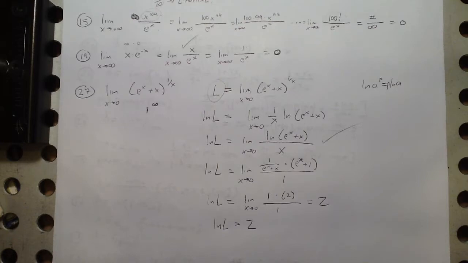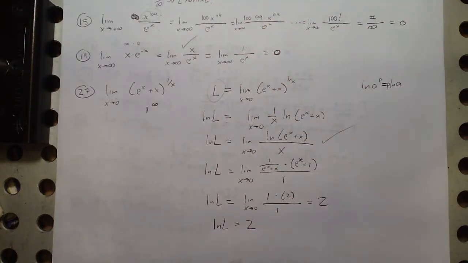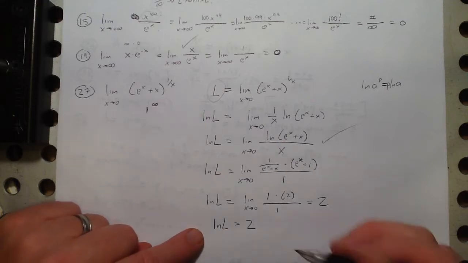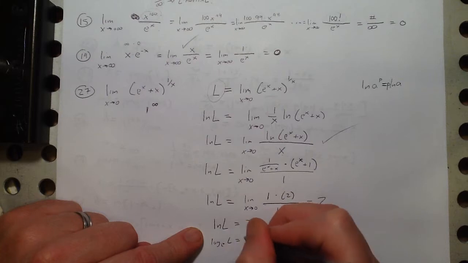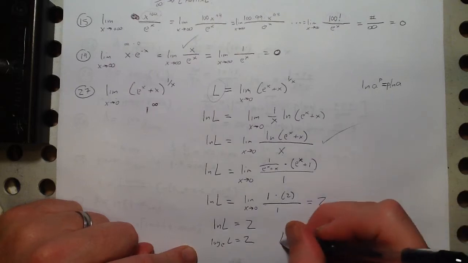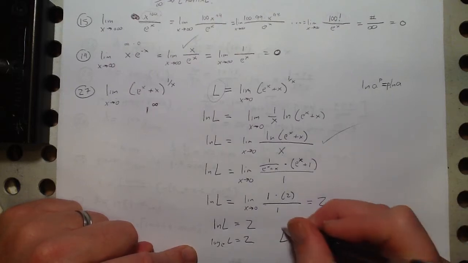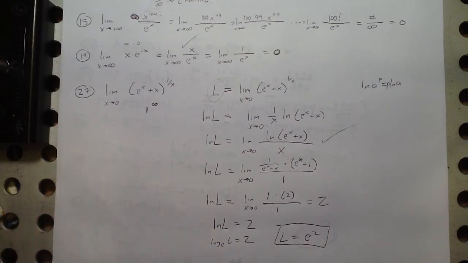The answer that I'm looking for, I actually would like to know what L is equal to, not the natural log of L. And the natural log of L means log base e. By the definition of what a logarithm is, this means that L is equal to e squared. So the limit that I'm looking for is e squared.